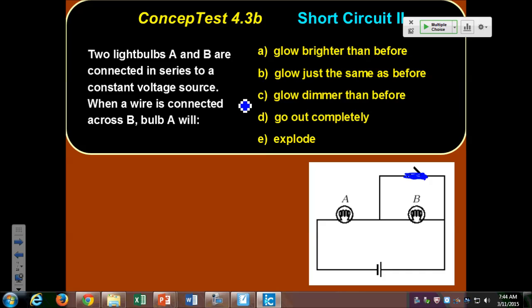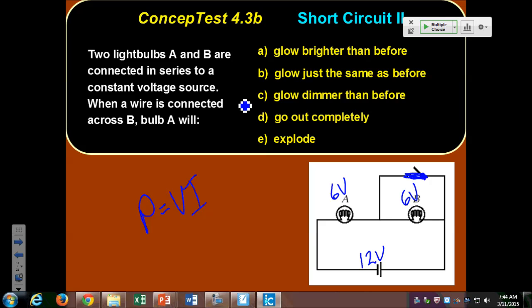All right, what happens to the voltage across that bulb? It goes up. By how much does the voltage go up? Let's imagine this is 12 volts, right? When bulb B is in, I have 6 volts and 6 volts. What happens if I take bulb B out? How much voltage does bulb A have? It's going to have 12 volts, right?